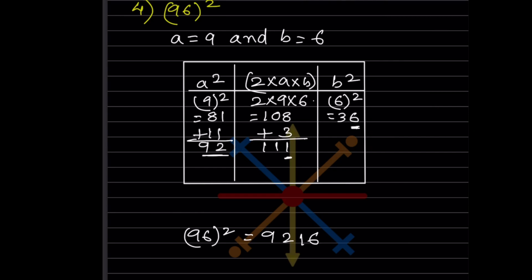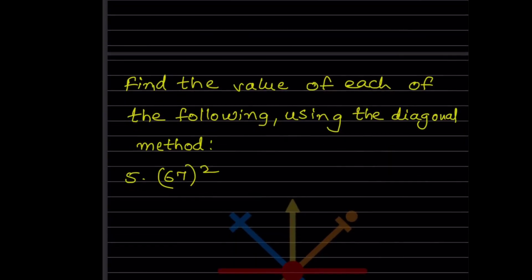So this was about the column method. Now let us see the next one. Find the value of each of the following using the diagonal method. So how to do this diagonal method?